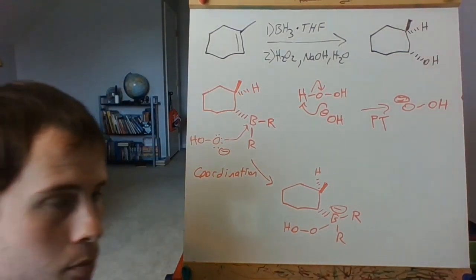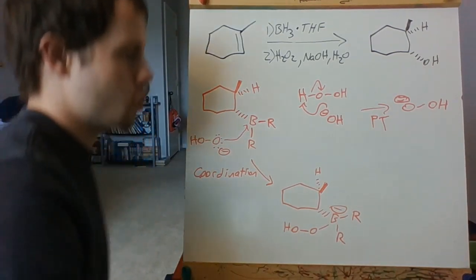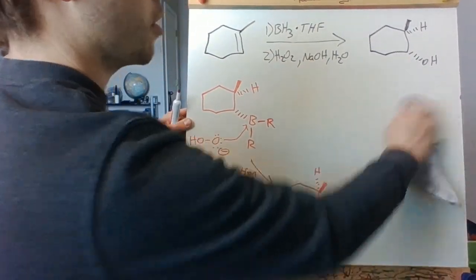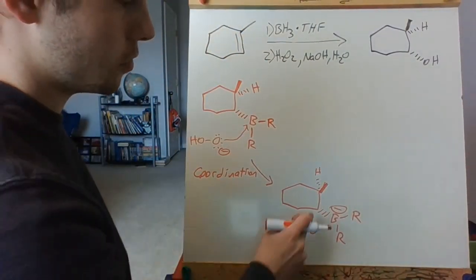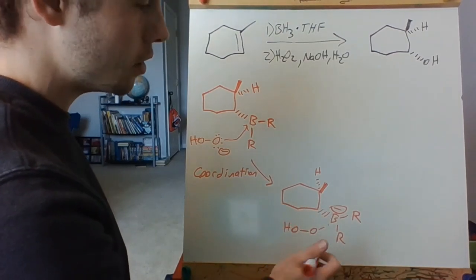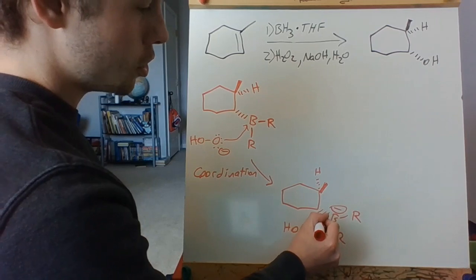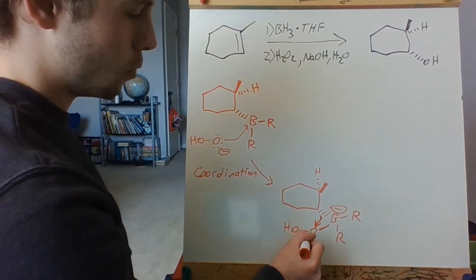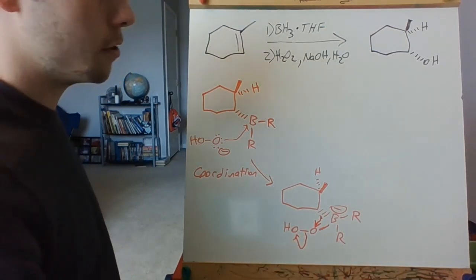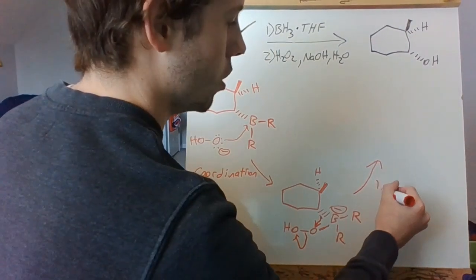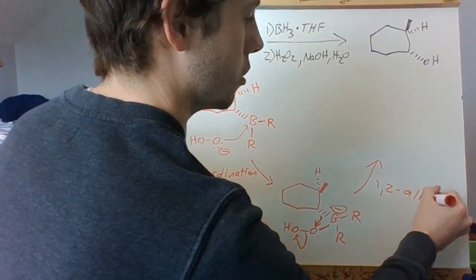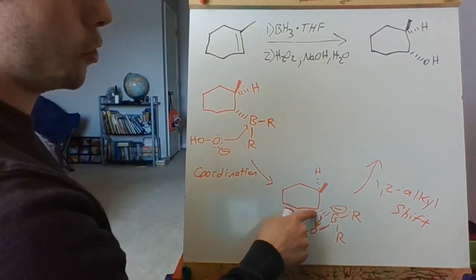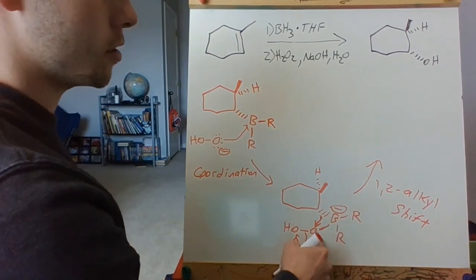All right, so in this case, boron would prefer to be neutral, and so we get a 1,2 alkyl shift. So essentially this carbon-boron bond is going to shift over to our oxygen, and we're going to kick out hydroxide. And so again, this is a 1,2 alkyl shift. Our alkyl group has gone 1, 2 from the boron to the oxygen.